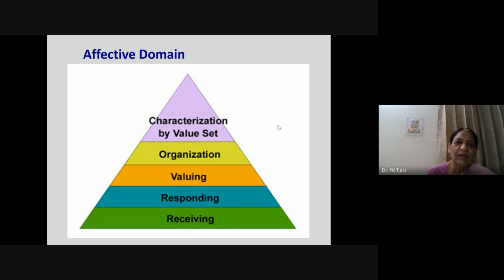Similarly, here you can see, just giving you a simple layman's explanation of how we acquire the value set. Now here comes the very first stage in acquiring the values, which is receiving. We keep on receiving from our parents, seniors, teachers, society. And we all get do's and don'ts, don't we?